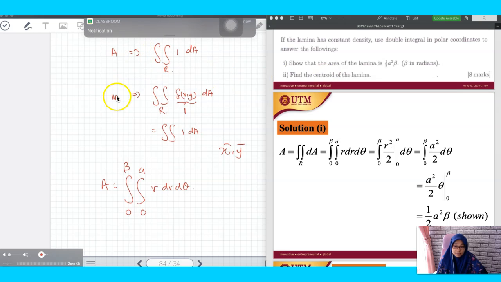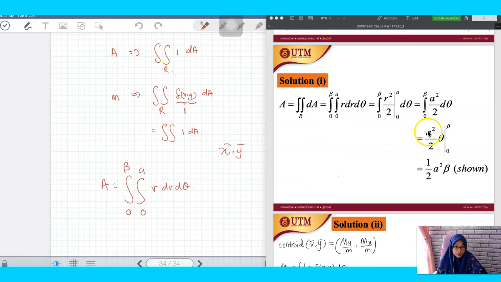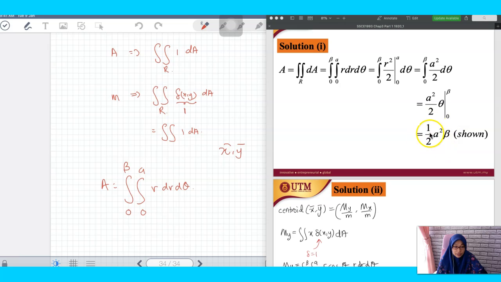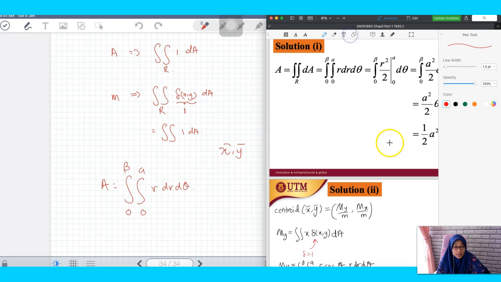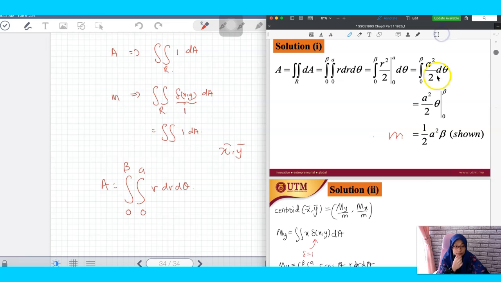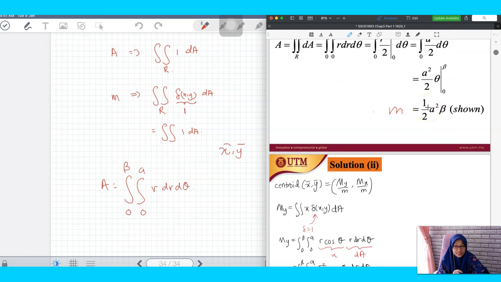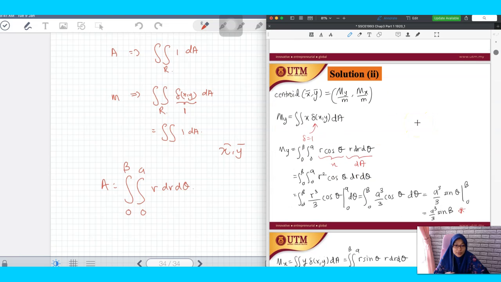But in this case, the mass is the same as the area, which is this one. We already obtained that, so this is also the mass. That is also considered the mass, because we have the density constant, which is equal to 1. Okay, so now in order for us to obtain the centroid, we have to obtain the x bar, y bar.